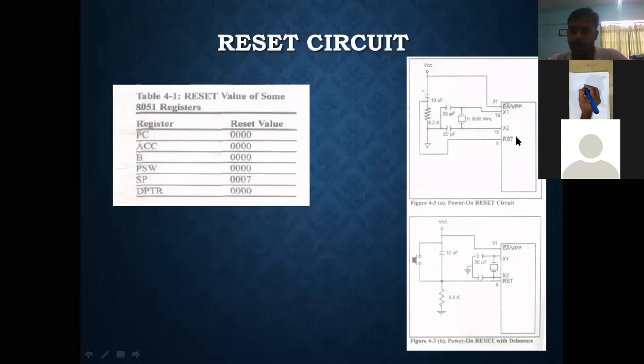So look at the bottom side. Look at the bottom figure, that is figure 4.3b. And table 4.1 you need not see through, just 4.3b. So look at my copy. This is the microcontroller side. I am writing 8051, and here pin number 9 is there. This is RST, that is the restart pin.